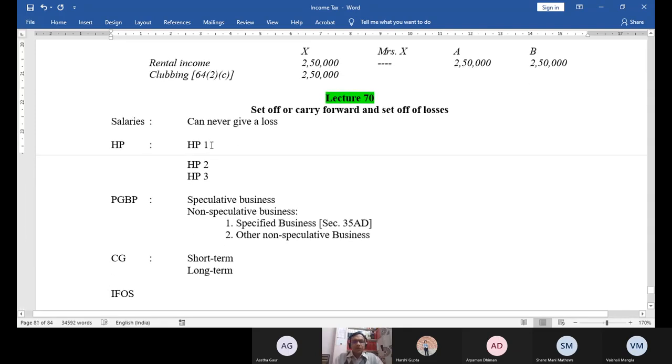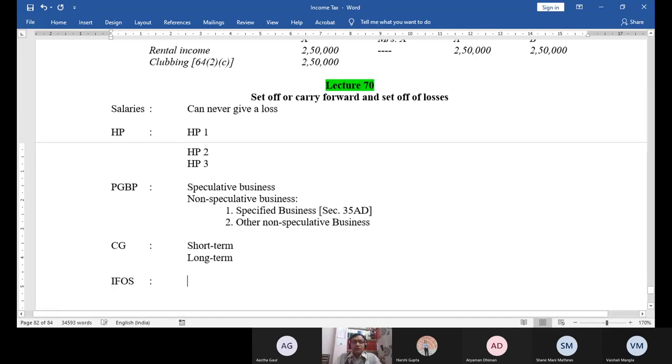Within the house property head, whatever number of properties there are, there are chances that they have negative income. Within PGBP, whatever type of business there is, there are chances of negative income. Within capital gain, whatever type of capital gain there is, there are chances of a loss. Now in other sources, we divide these broadly in three categories. Some are casual incomes or losses, like lottery, etc.